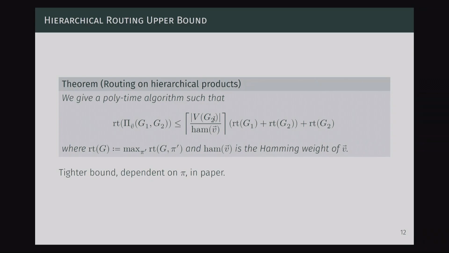We show an upper bound for the routing number of these graphs, and we give a polynomial time algorithm. So this upper bound is in terms of the number of nodes in the graph 2 divided by the Hamming weight of this vector V times the routing number of G1 and G2. And we actually show a slightly tighter bound depending on pi in the paper. And when we look at the prior work on, for example, Cartesian products of graphs, this matches their best known upper bound for these special cases.